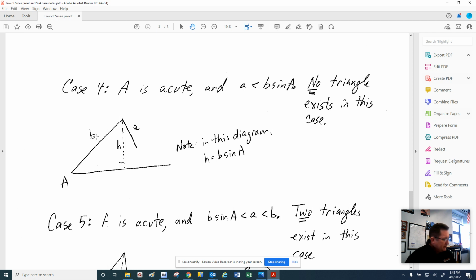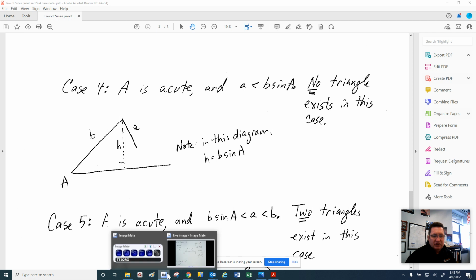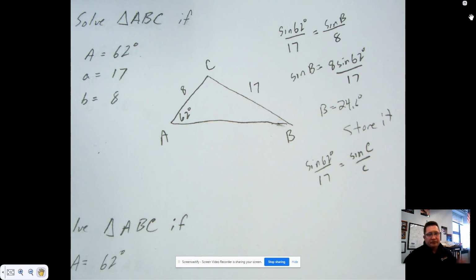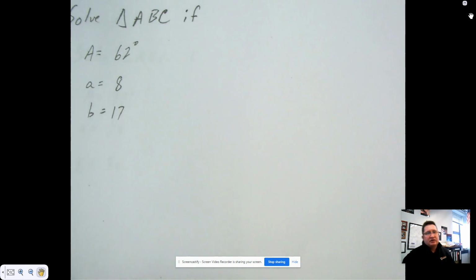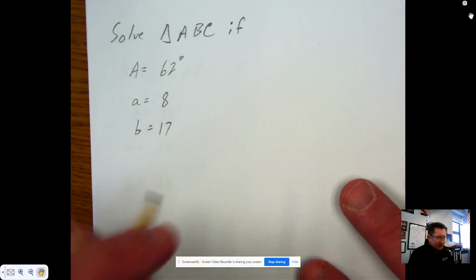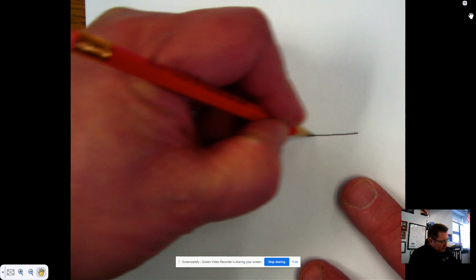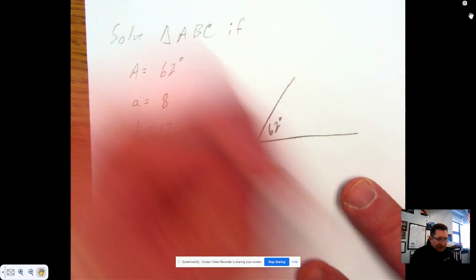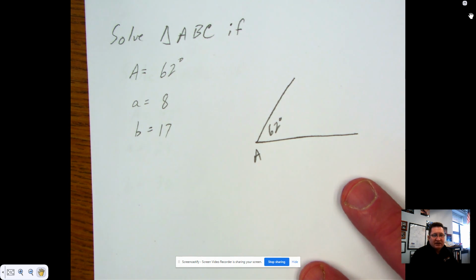If you were given this situation, you're told to solve a triangle here, and you have this, you might not really notice as you're looking at it that something is awry. But if this is 62 degrees, again, I would draw it every time, and I would draw it the same way.